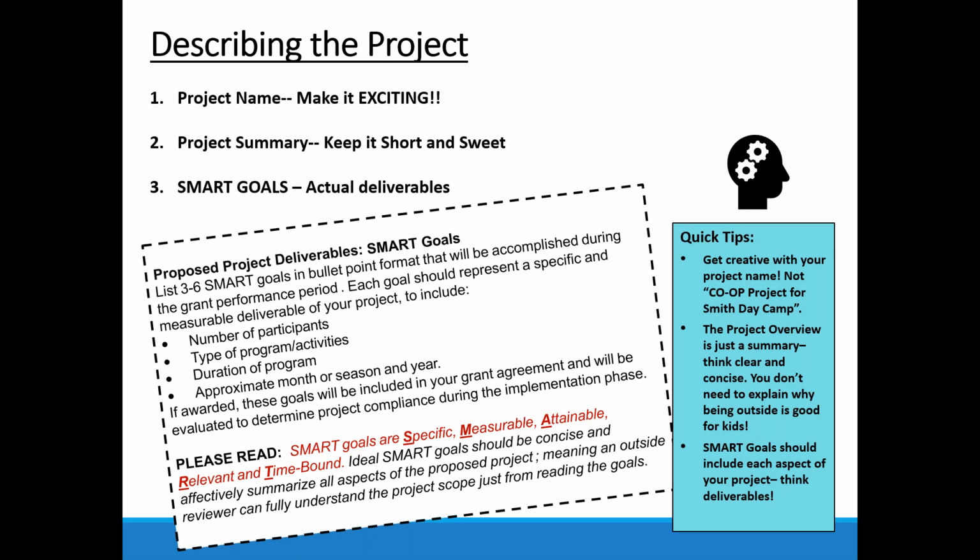That project summary is limited in characters, and it really should be just kind of your elevator speech about what your project is. If I didn't read any other part of your application, it should be summarized in this section. That project summary section should be very clear and concise. You don't need to explain what the mission of your organization is. That was in a previous section. It's just the summary of the project that you are asking for grant funds for.